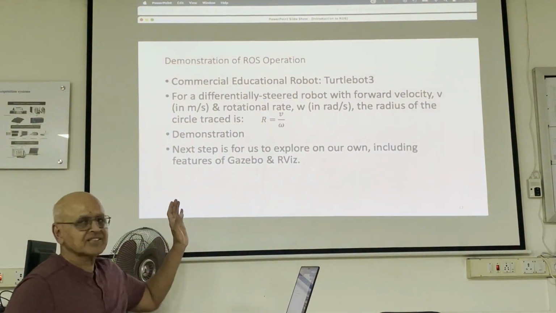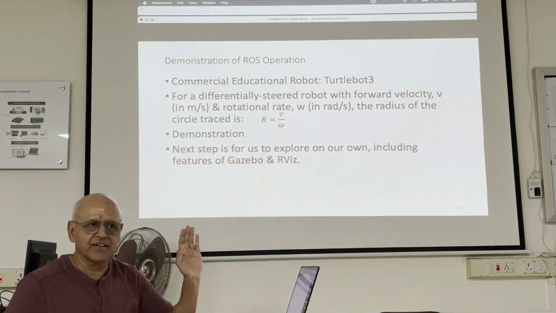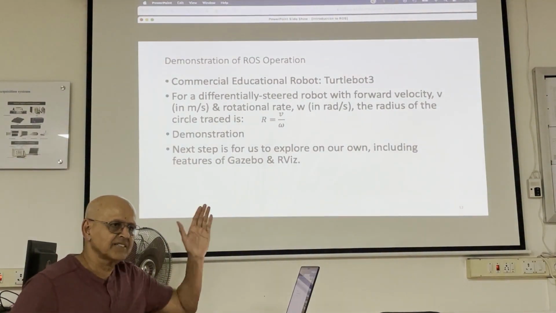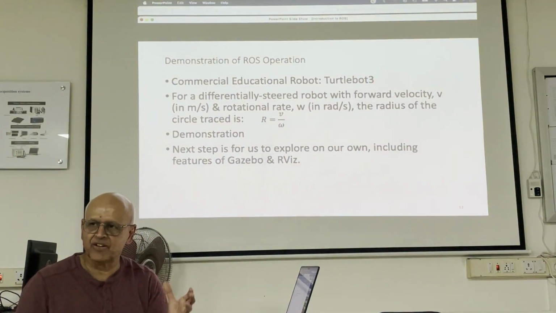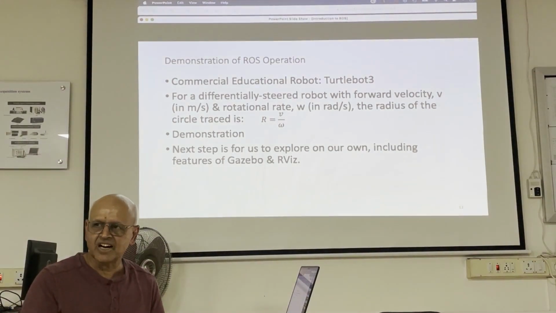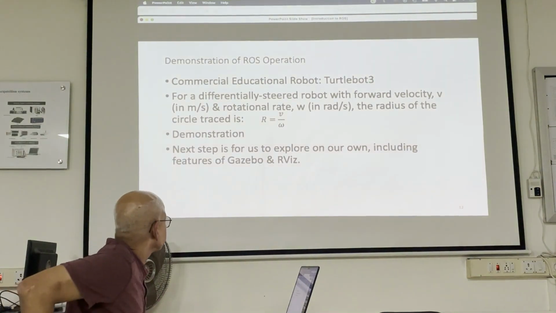So that's how a differentially steered vehicle operates. V and omega sets up an instantaneous circle. We say instantaneous because most of the time we're not going to let that circle go for 2 hours. It's going to be for a few 100 milliseconds at a time. And so you're going to get very fancy paths.